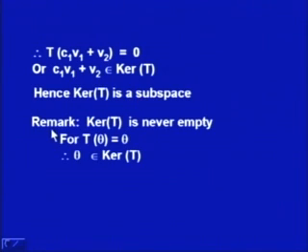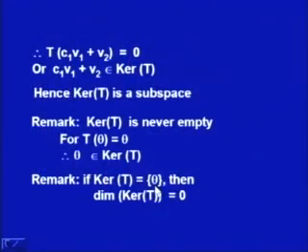Now, there is a remark that kernel T is never empty, because T of theta is equal to theta. So, there is always a vector theta in kernel T which will map to theta itself. So, kernel T will never be empty. Theta will always belong to kernel T. There may be more members in kernel T, but theta will always be in kernel T and it is never empty. Then the second remark is, if kernel T is theta only, then dimension of kernel T is equal to 0. This is another remark.